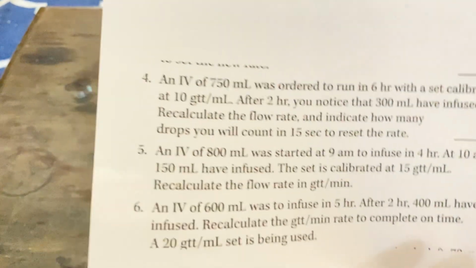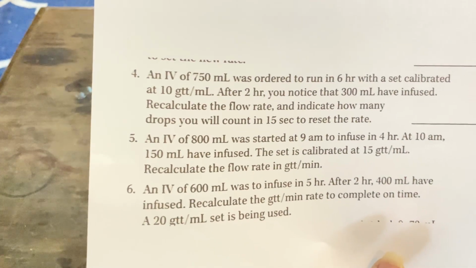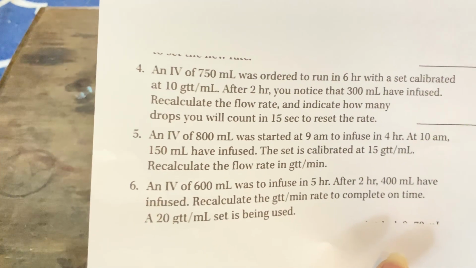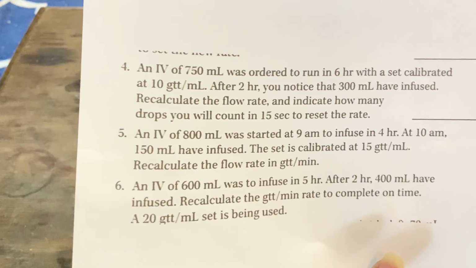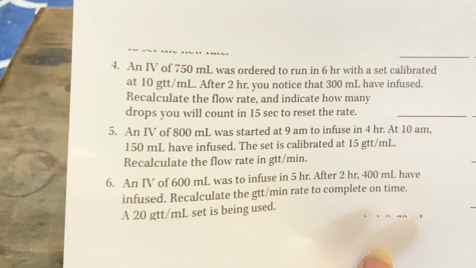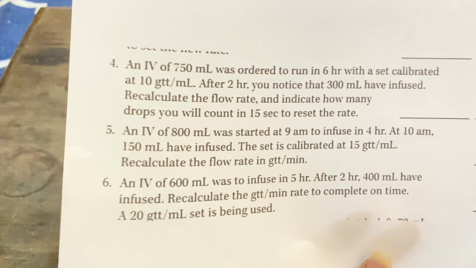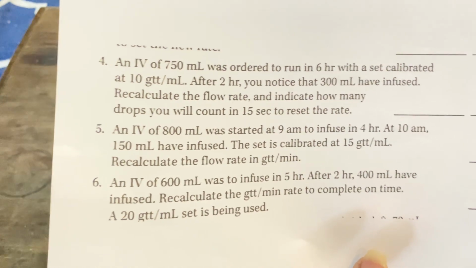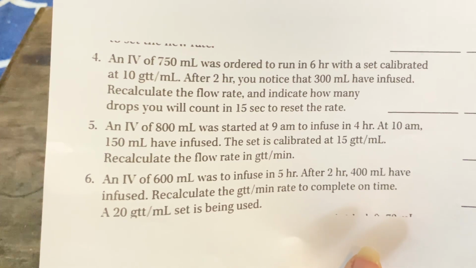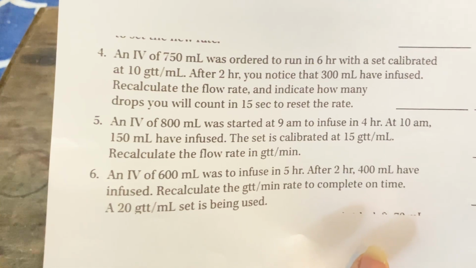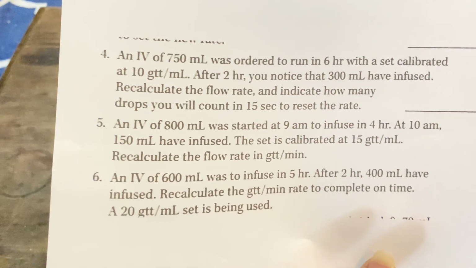Okay, so here we are, number 4. An IV of 750 milliliters was ordered to run in 6 hours with a set calibrated at 10 drops per minute. After 2 hours, you notice that 300 milliliters have been infused. So recalculate the flow rate and indicate how many drops you will count in 15 seconds.